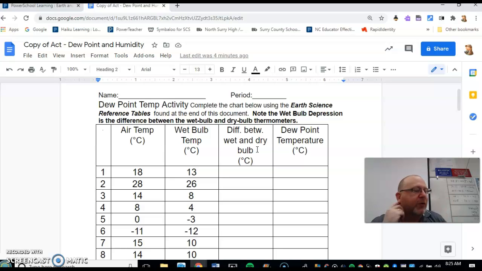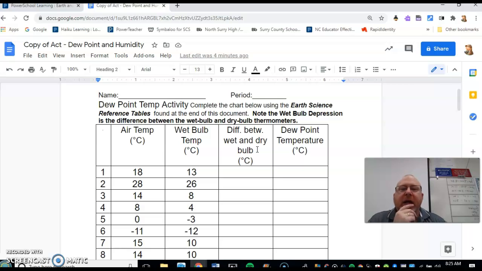If you have questions about it, you can do a search for a sling psychrometer, P-S-Y-C-H-R-O-M-E-T-E-R, spelled with a P. But you can do a search online and look up a sling psychrometer and watch how they operate.